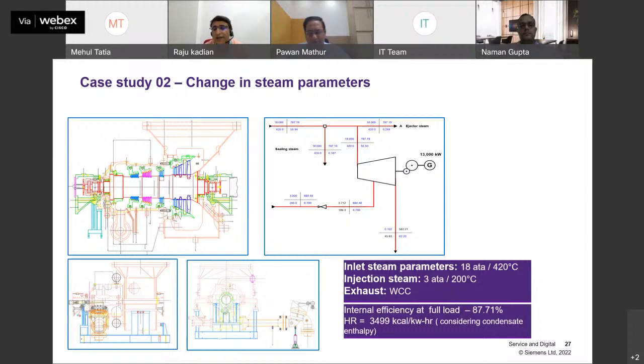Then he realized that he can utilize this turbine for low steam parameters. He approached us. We changed the flow path in the machine to one suitable for low steam application, and we retained the same gearbox and generator. In this case, the efficiency of the machine is 87.71 and the heat rate is 3499 kilocalorie.